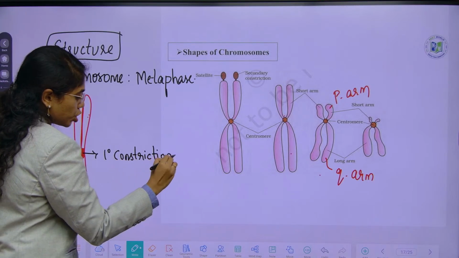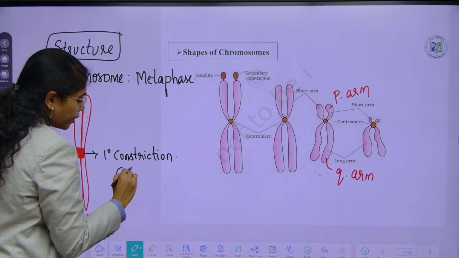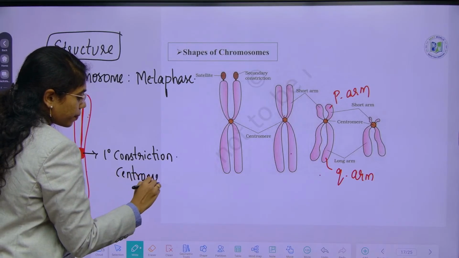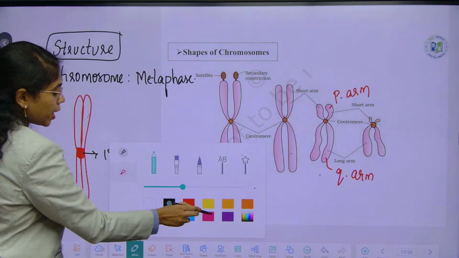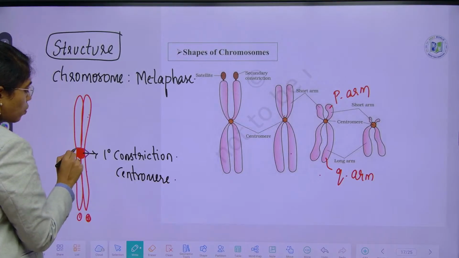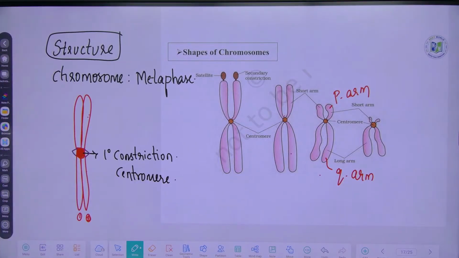Primary constriction, also known as what? Centromere. To the primary constriction or centromere, you have small disc shaped structures like this. These disc shaped structures are known as what? Kinetochores. These disc shaped structures are kinetochores.